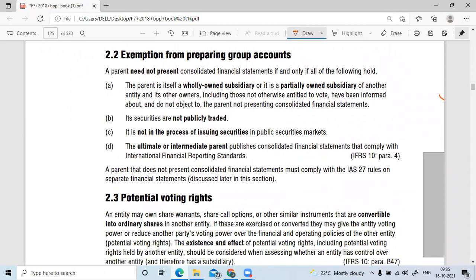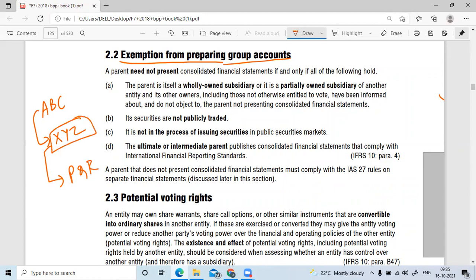Now let me explain some points here about who is not allowed to prepare group accounts, or who is exempted from preparing group accounts. First point: if ABC is a parent of XYZ and XYZ is a parent of PQR, can XYZ prepare group accounts? Please tell me. No, sir. Why? It's a parent of PQR, but it is already a subsidiary to ABC.